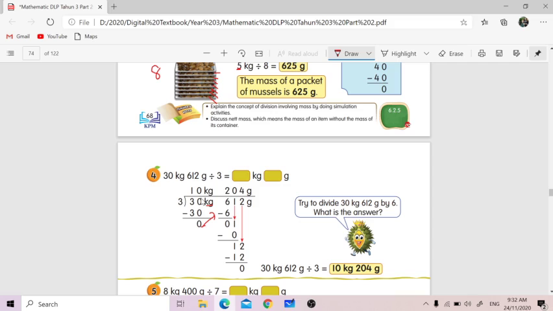Okay, dekat sini try to divide. Okay, 30 kilogram 612 gram by 6.